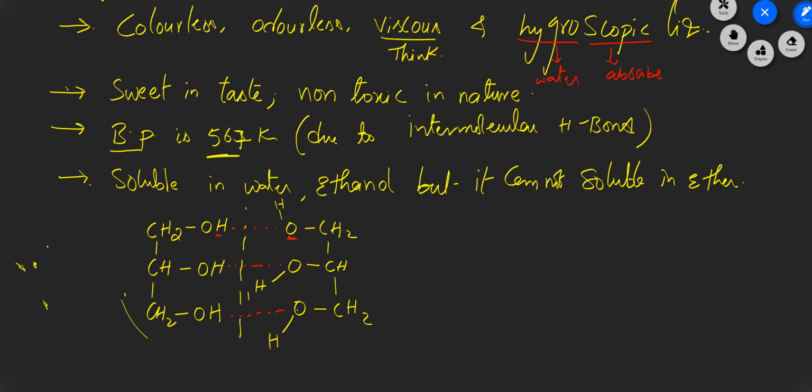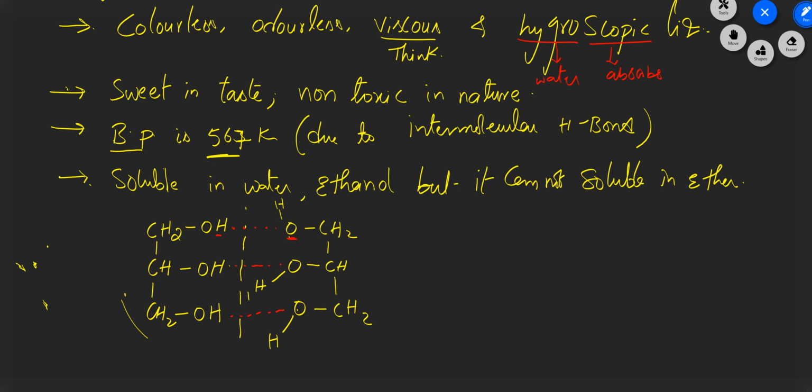And also it is colorless, odorless, sweet in taste, and non-toxic in nature. It is a hygroscopic liquid, meaning it is ready to absorb water molecules due to the formation of hydrogen bonds with water. Water can form four hydrogen bonds, and glycerol can form three hydrogen bonds. So that is the reason it is called a hygroscopic liquid. It is sweet in taste.